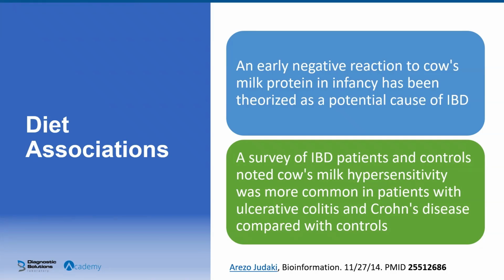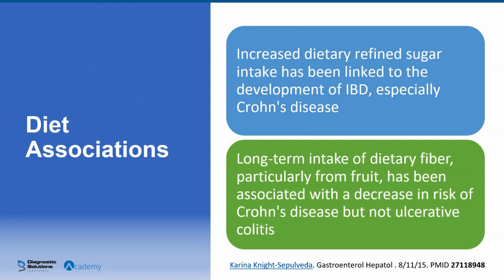There seems to be an early negative reaction to cow's milk protein in infancy, and that's a theorized potential cause of inflammatory bowel disease. A survey of inflammatory bowel disease patients noted that cow milk hypersensitivity was more common in patients with ulcerative colitis and Crohn's as compared to healthy controls. As we talked about earlier, increased dietary refined sugar intake is also linked to the development of inflammatory bowel disease, especially Crohn's, and long-term intake of dietary fiber, like that which comes from fruits and vegetables, shows a decreased risk of developing Crohn's. Not so much ulcerative colitis yet, but there is that potential decreased risk for Crohn's.